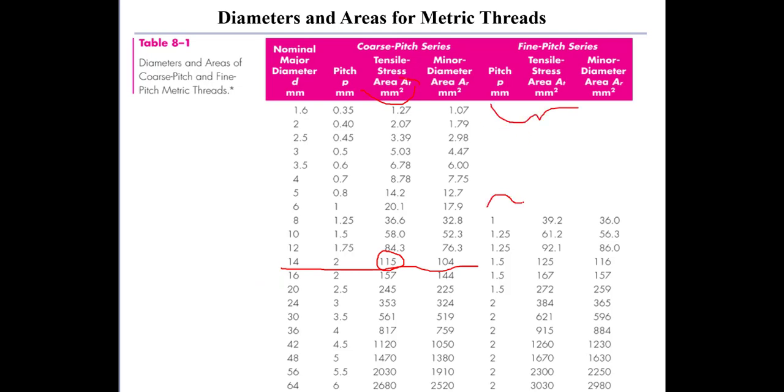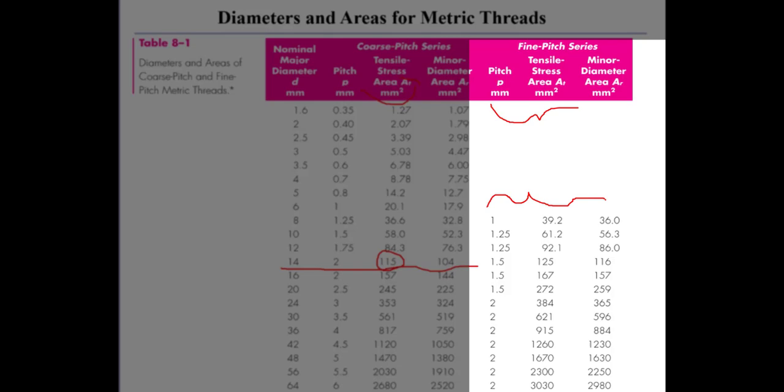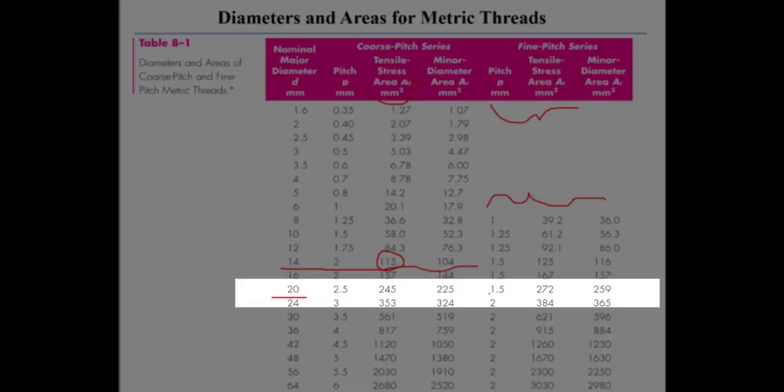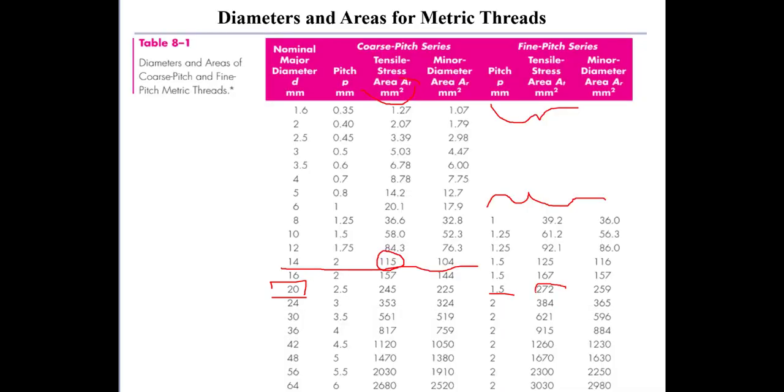All of these things in these three columns are fine pitch series. So let's say we had an M20 1.5. It would be a 20 millimeter nominal diameter bolt, the distance between adjacent threads equal to 1.5, and a tensile stress area of 272 millimeters squared.